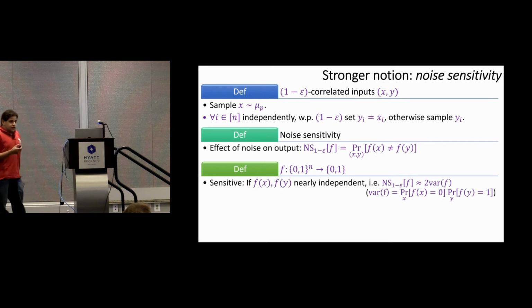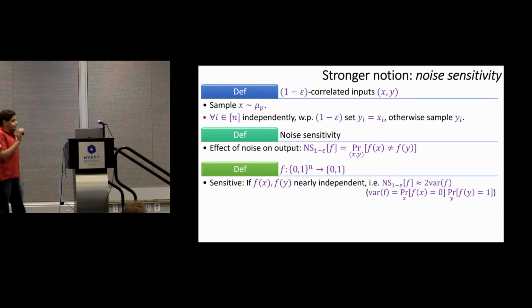So we say a function is noise sensitive if f of x and f of y look nearly independent. If you think about it for a little, what does it mean? It means that the pair is either (1, 0) or (0, 1), so there is a factor of 2, and then you have the probability that it is 0 times the probability that it is 1. So this is how to write it.